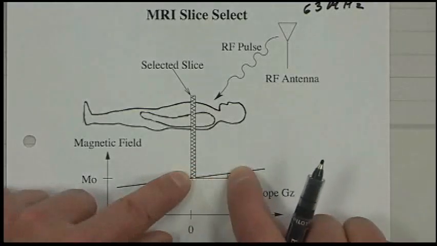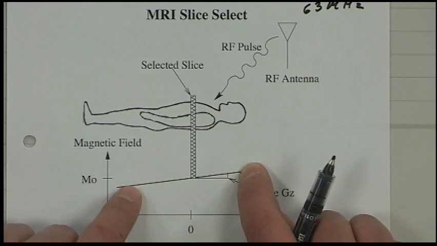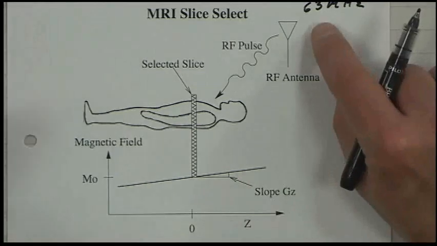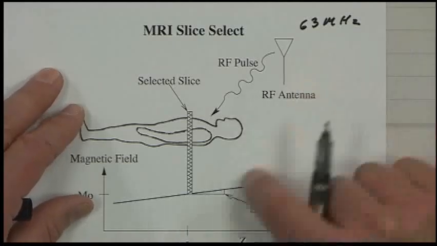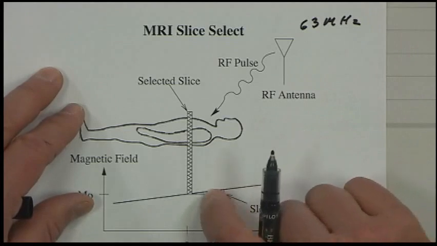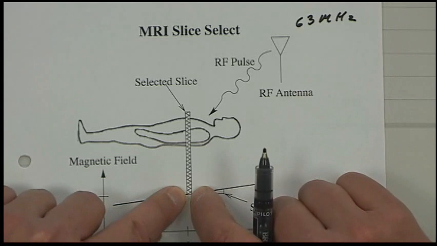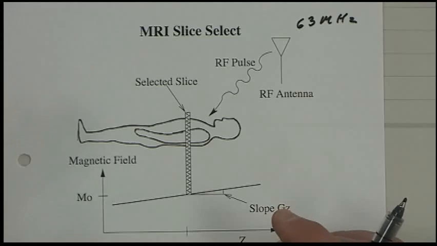But if you're off center, then the magnetic field is either larger or smaller, and the resonant frequency shifted a little bit up or down. And because it's shifted up or down, then the RF signal at 63 megahertz is not tuned correctly. So the protons won't resonate. So the only protons that resonate are the ones that are right at the resonant frequency, which in this case is 0. Does everybody understand that?